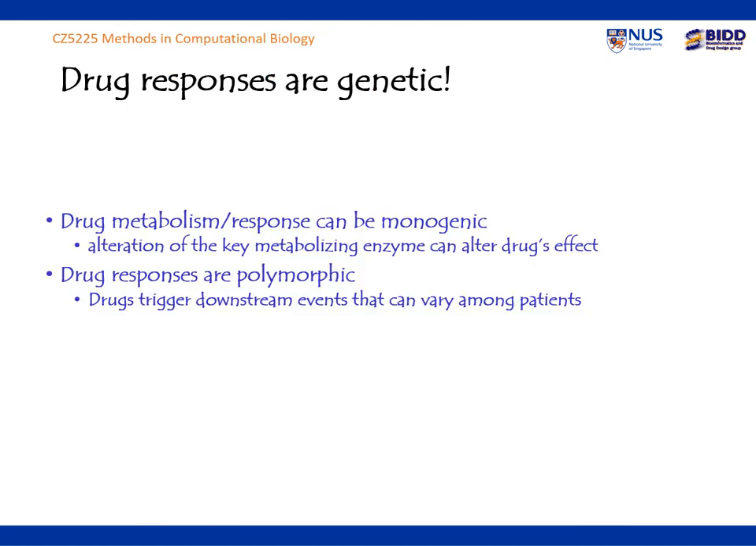Now these drug responses are genetic, meaning they are linked with some sort of genes involved in the disease progression. So this drug metabolism or response can be monogenic. It means the drug is targeting a single gene or a single enzyme encoded by the gene, and it alters the key metabolizing enzyme. It will alter the drug's effect. Or the drug responses are polymorphic, like the drug will trigger the downstream events, and those downstream events will be different among different individuals. So there will be variation in those downstream events.